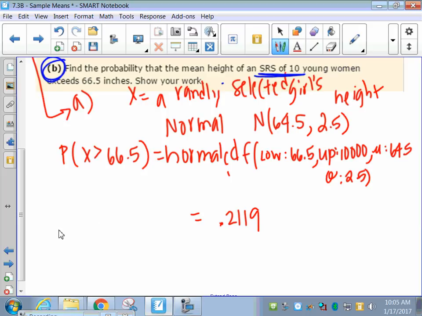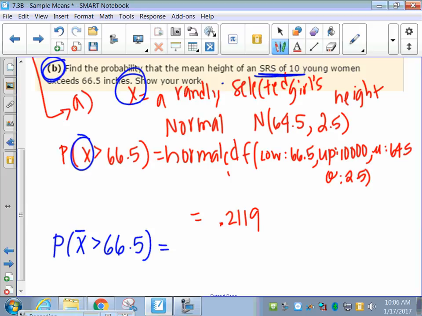So same probability, but now I'm not talking about X. I'm talking about X bar because it's from a sample. So you still have to state, well, it's still normally distributed because now we know if the population is normal, so is the sampling distribution. All right, and then we want our probability. Instead of X on this one, you guys, we have to use X bar.